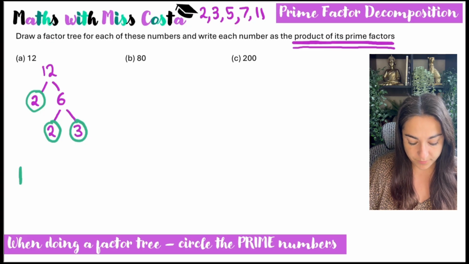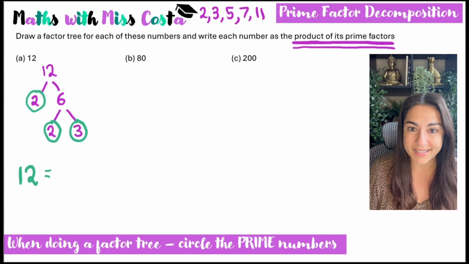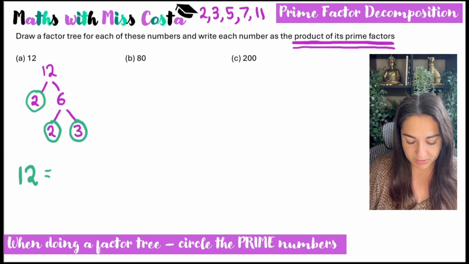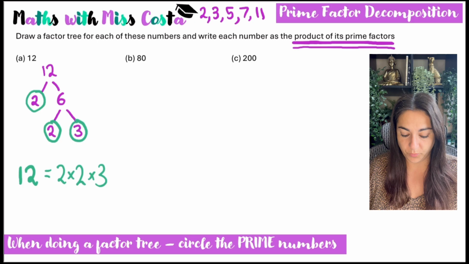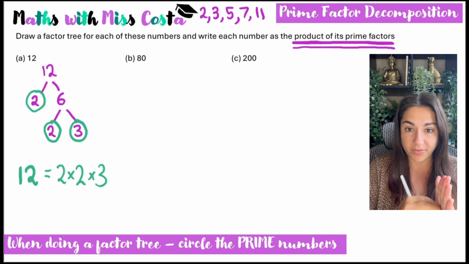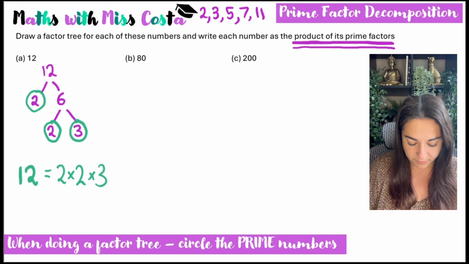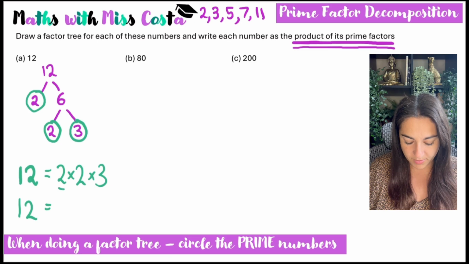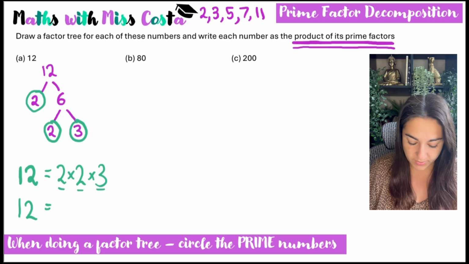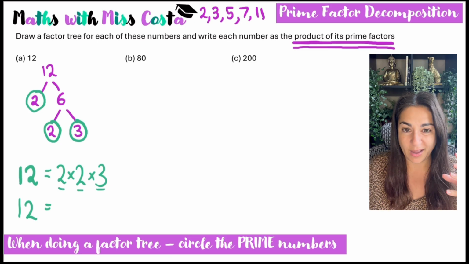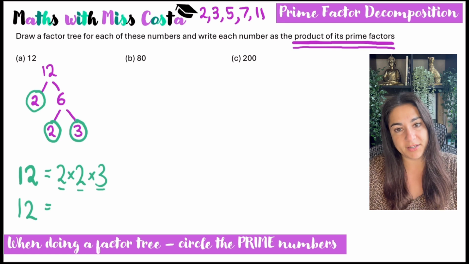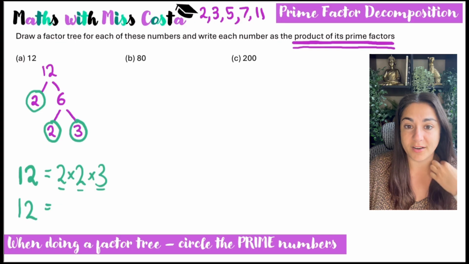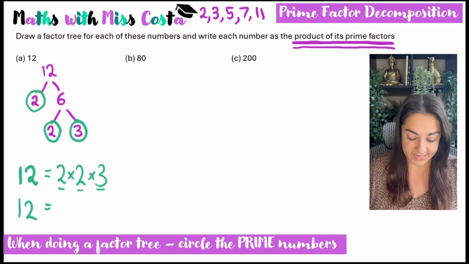So 12 as a product, remember it's a multiplication, is going to be 2 times 2 times 3. And that's how we do writing a number as the product of its prime factors, because all of these numbers here are prime numbers and they're all factors of 12. And the reason for that is, how can I build 12 up using prime numbers? If I did 2 times 2, that's 4, times 3 is 12. So you can double check if you've done it right by multiplying at the end.